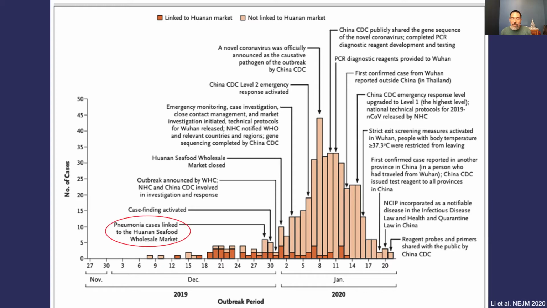The darker shaded orange bars show those cases that were epidemiologically linked to the Huanan wet market. So you can quickly see how in the early phase of the outbreak, most of the cases were linked to that market, but later on, most of the cases were not linked to the market, but rather acquired through community transmission. You can also see the rapid exponential growth in cases as time went on, reflecting the more widespread transmission.